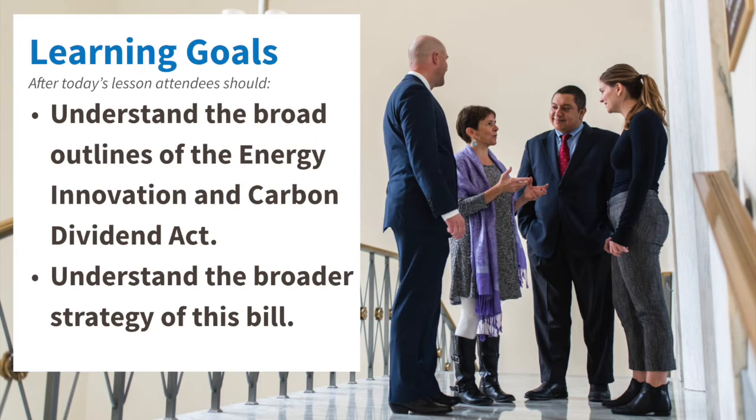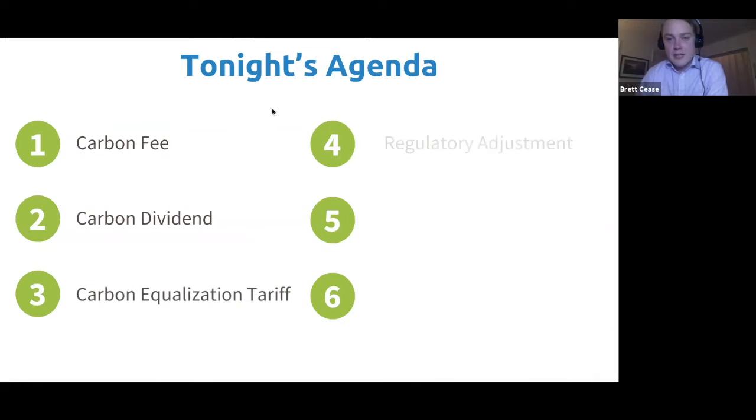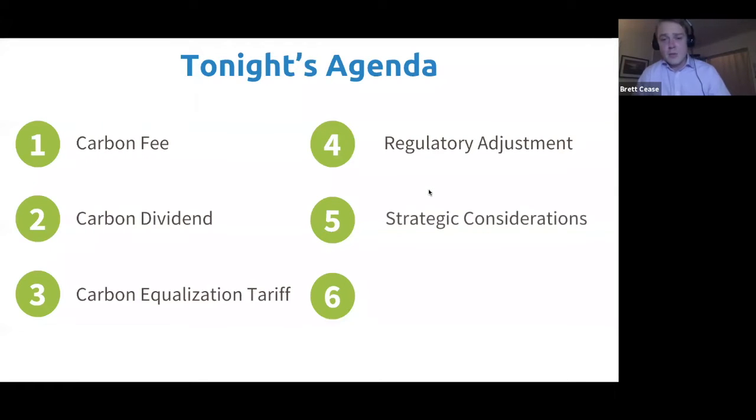If we've done our job well, by the end all attendees should have the following goals met: understanding the broad outlines of the Energy Innovation and Carbon Dividend Act, and understanding the broader strategy behind this bill. So to kick us off, I will pass it to Danny, who will be going over the carbon fee and dividend components of the Energy Innovation and Carbon Dividend Act, as well as the Carbon Equalization Tariff. Following that, we'll get especially in depth on the regulatory adjustment questions that we've gotten ahead of time, as well as some other key strategic considerations that folks have been asking about. And then we'll get to the questions that have been submitted but haven't been covered in this presentation.